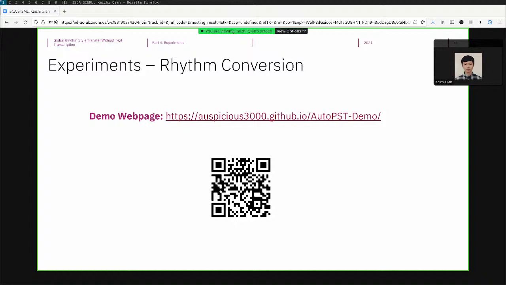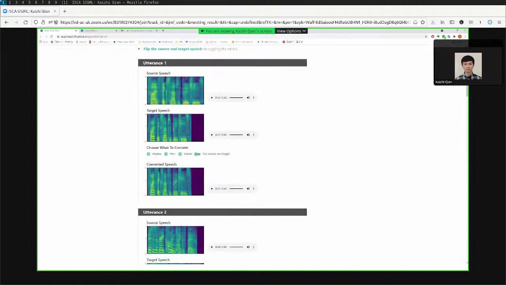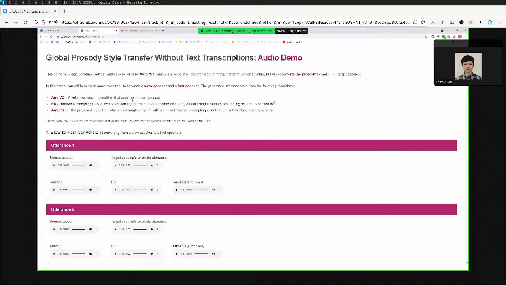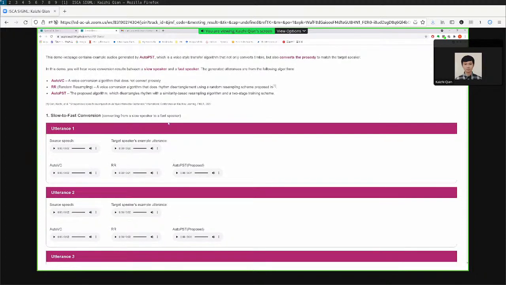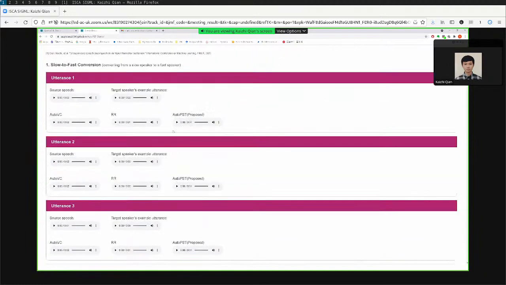We perform a set of experiments to evaluate AutoPST's ability to disentangle rhythm, and here are some demos. So let's first see a slow to fast conversion. Here is the source speech, "5 thick slabs of blue cheese," which is quite slow. And this is the target speaker utterance, "The rainbow is a division of white light into many beautiful colors," which is pretty fast. And we're going to compare three algorithms.